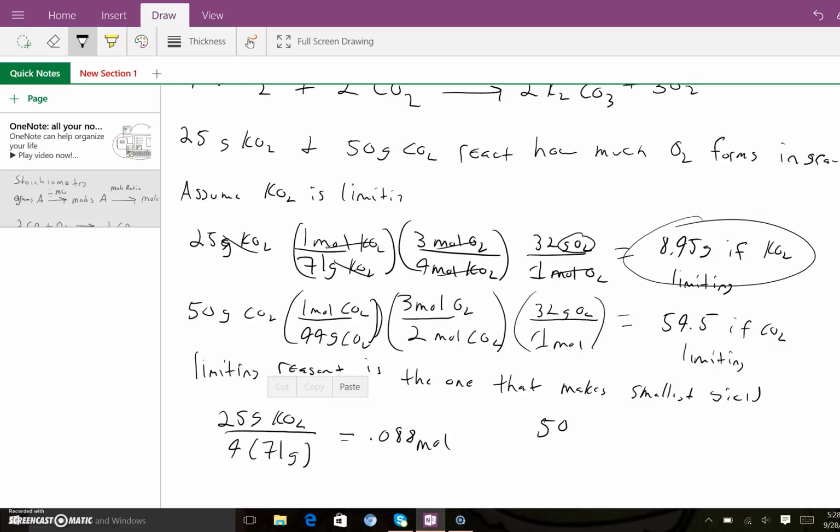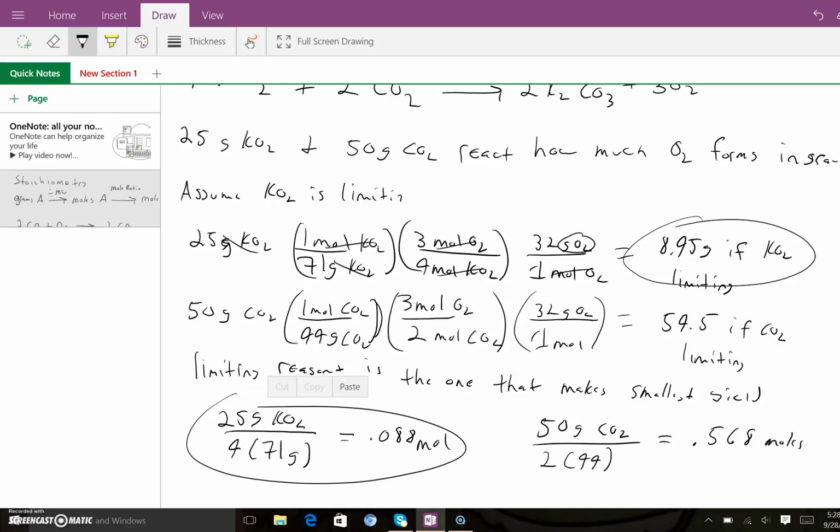Okay, CO2, I've got 50 grams CO2. The reaction calls for 2 times 44. So 50 divided by 88 gives us 0.568 moles. We get the same conclusion: KO2 is limiting.